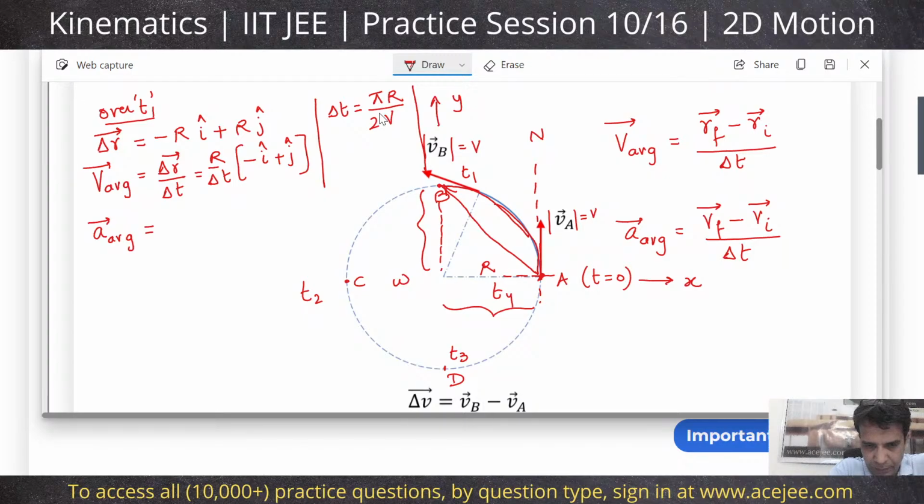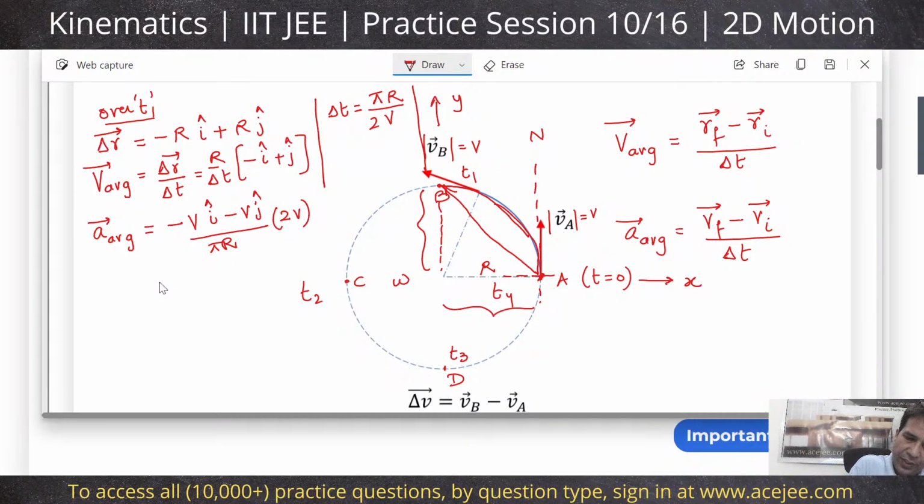So it will be minus V i cap minus V j cap upon dt. Correct, beta? Yes, sir. Chavi, beta, is it clear? Yes, sir.